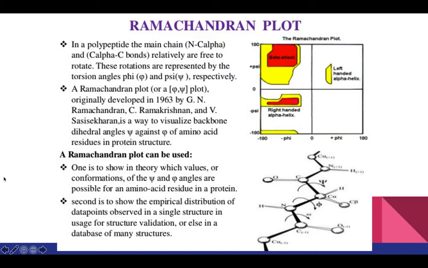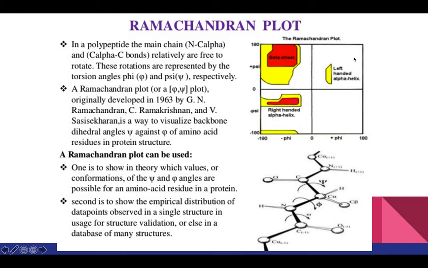Now, for the Ramachandran plot, I'm not sure how to explain this as simply as possible in this video, because usually in a physical class it would be much easier to show you. Basically, in a Ramachandran plot you have four quadrants over here, one, two, three, and four. You have the phi over here, and also the psi, the right-handed and the left-handed.